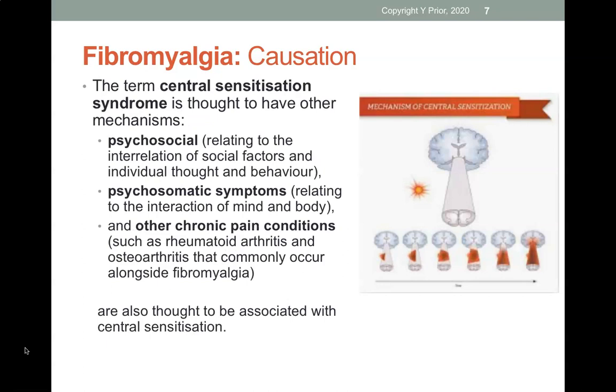The term central sensitization syndrome is thought to have other mechanisms also. These are things like psychosocial mechanisms, relating to the interrelation of social factors and individuals' thought and behavior, and psychosomatic symptoms, again relating to the interaction of a person's mind and body. And other chronic pain conditions such as rheumatoid arthritis and osteoarthritis that commonly co-occur alongside fibromyalgia are also thought to be associated with central sensitization.